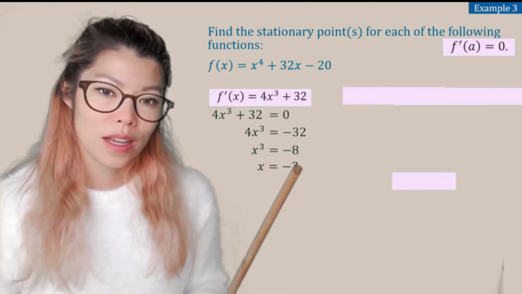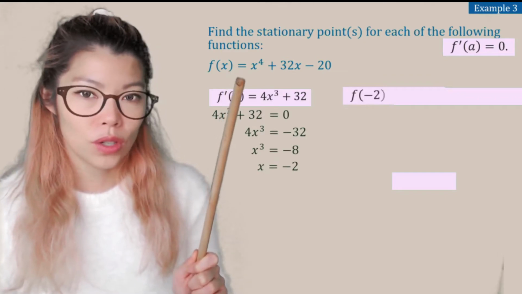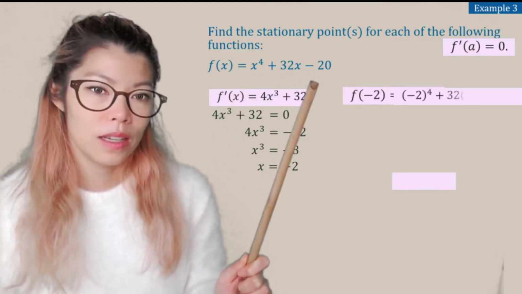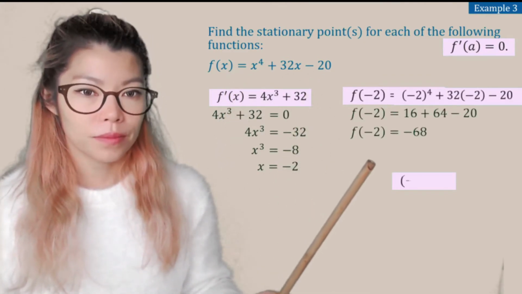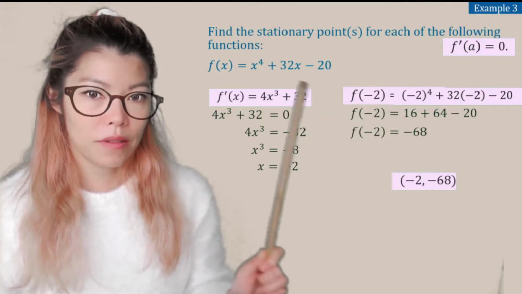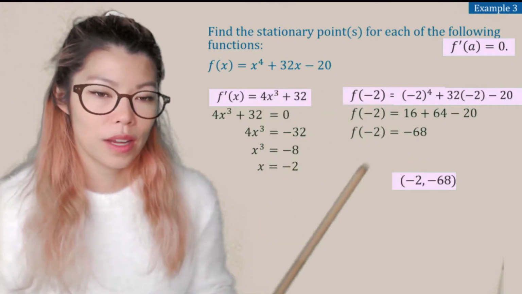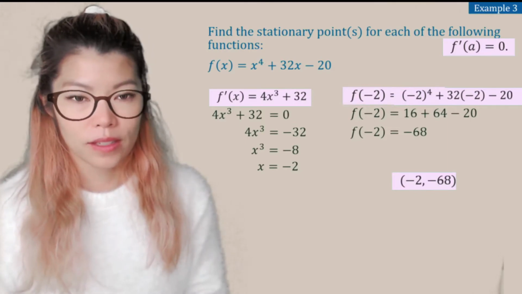So how do we find the y value? Plug it into the original equation. So we obtain -68. So our answer is -2 and -68 is the point where the stationary point is.